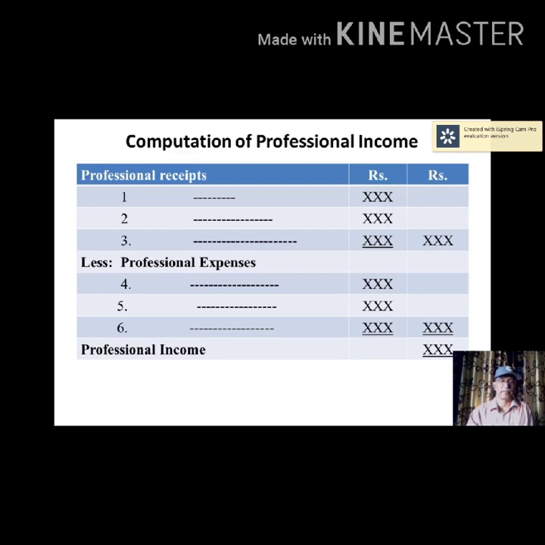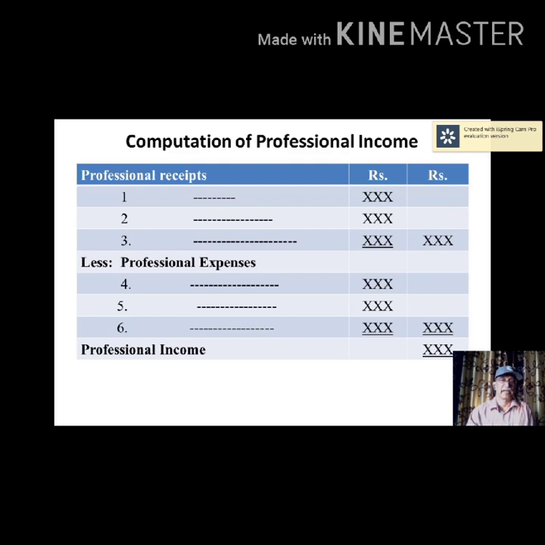For example, all those expenses and losses which have been debited to the profit and loss account will be added to the net profit. We call that inadmissible expenses. So inadmissible expenses are added to the net profit. Then expenses actually admissible but not debited to the profit and loss account are deducted. So this is about expenses.